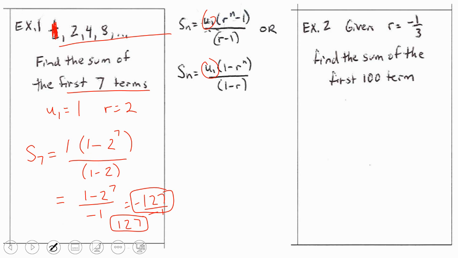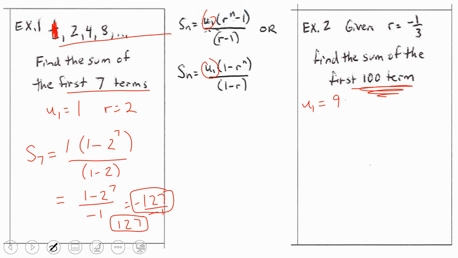Okay, so this is where you really need the formula because you could not have listed those out. You're finding the first 100 terms. Okay, so all we know is that R is negative 1/3. And it looks like my foldable did not have the first term on it. So add that first term. We're going to say the first term is 9.